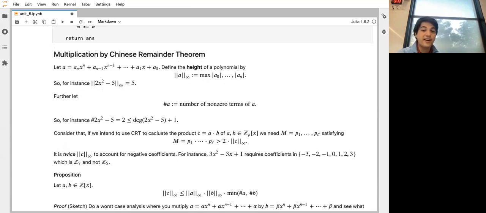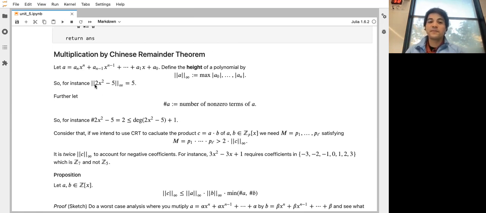Now consider that if we intend to use CRT to calculate the product, I need to tell you how many primes to use before you can stop. The reason I'm defining this height and this number of non-zero terms is so I can tell you how many primes will be necessary to use in your CRT multiplication algorithm until you can stop. I have to say, what is the prime that I would have to use to ensure that I'm going to get the same number back that if I were to do multiplication in ZX? And this is why we define the height, right?